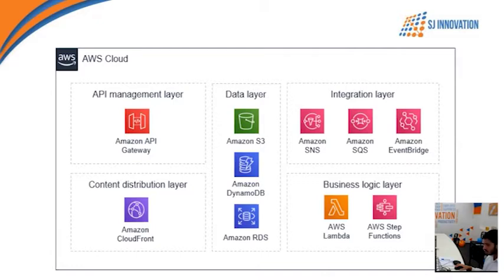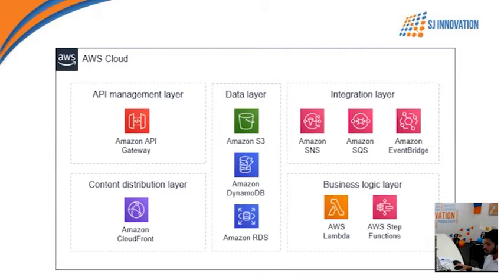Next one is the API management layer. Here we work with Amazon API Gateway. Whatever incoming traffic makes a request for a particular resource or any data goes through this API Gateway, and it makes a REST API or other types of API call depending upon your application. Then we have the data layer.